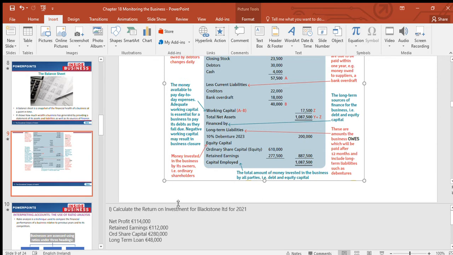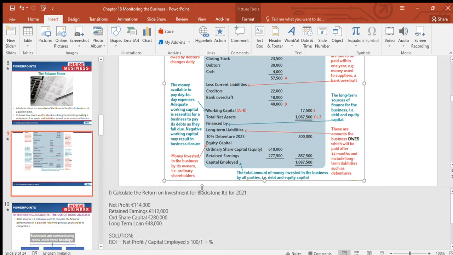So what's the formula? The formula for return on investment is your net profit divided by capital employed, multiplied by 100 over 1, equals a percentage. I have that there. So return on investment is ROI. This is the formula we need to calculate. If you look through your notes, you'll see that the formula is net profit divided by capital employed multiplied by 100 over 1. Now that's lovely and good, but where's capital employed?